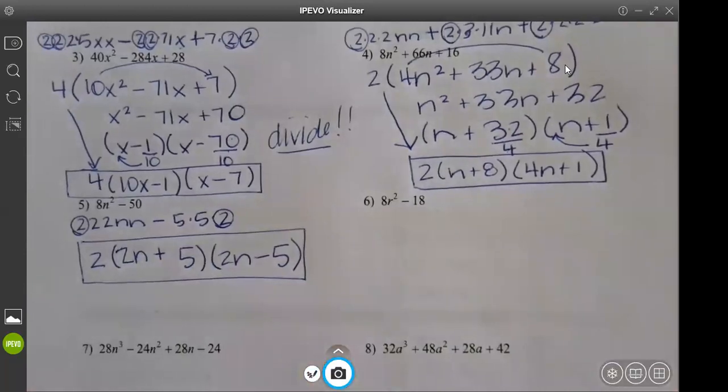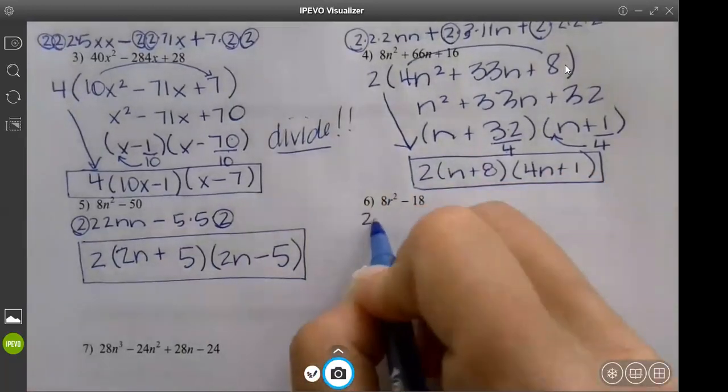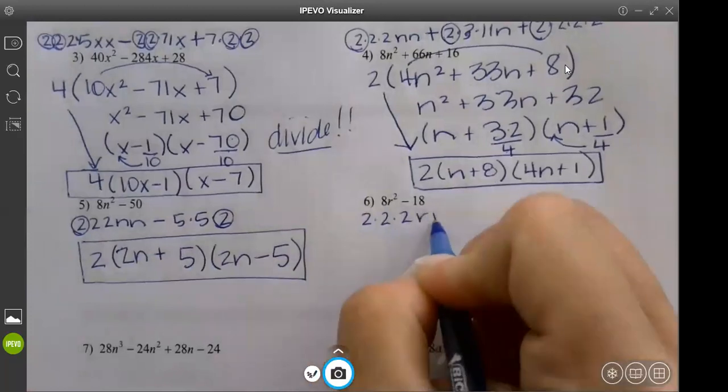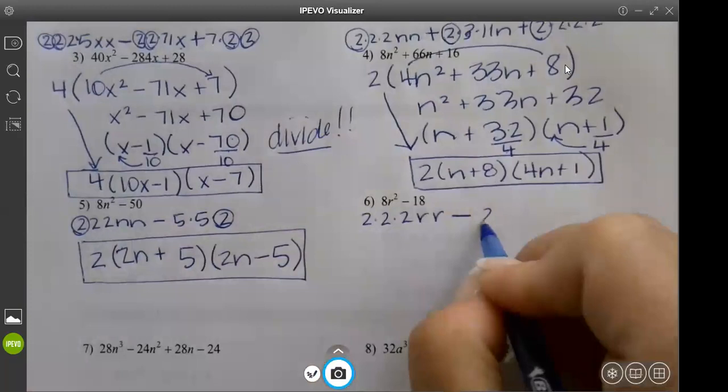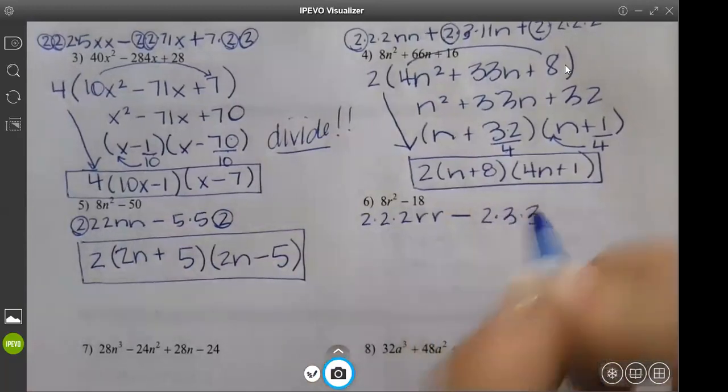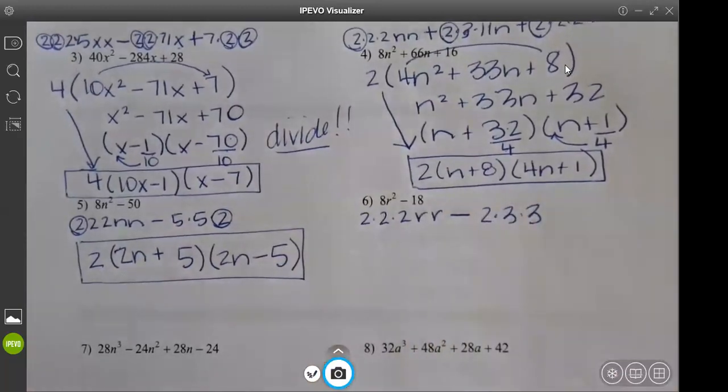All right. 8r squared minus 18. 8 is 3 2s and 2 r's. We have a minus. 18 is 2 times 9. 9 is 3 and 3. Again, you know how to break them down, so I know I'm going through that quick, but you can do that yourself. What do they have in common?